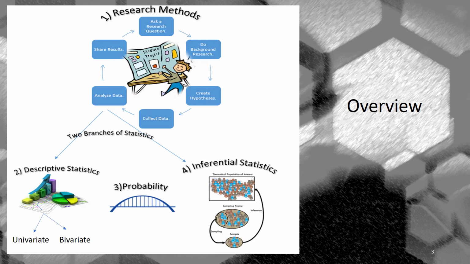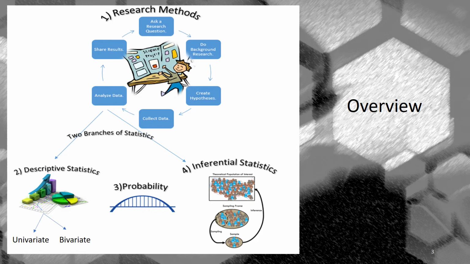Univariate is one variable at a time: mean, standard deviations, histograms, things like that. Bivariate is describing the relationship between two variables, so a scatter plot or correlation or a contingency table. And now we're moving on to the inferential statistics phase.